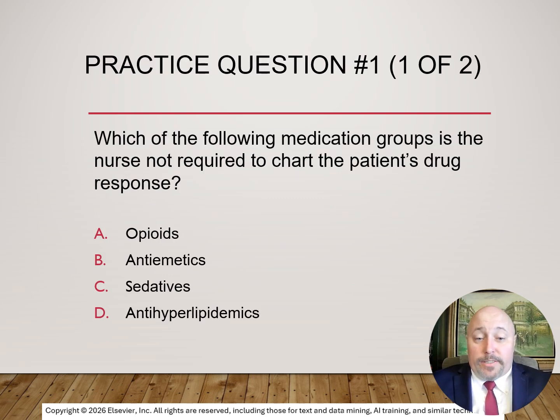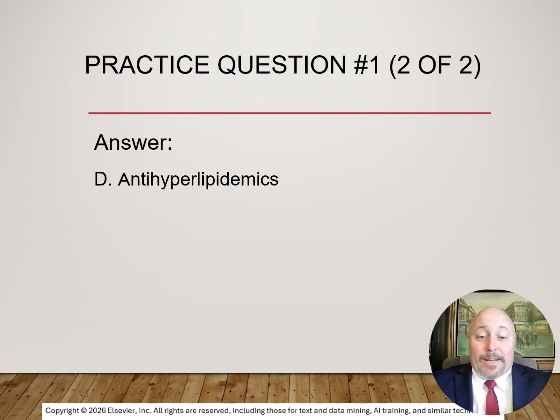For our first practice question, which of the following medication groups is the nurse not required to chart the patient's drug response? Would that be A, opioids, B, antiemetics, C, sedatives, or D, antihyperlipidemics? And that answer is obviously going to be D, antihyperlipidemics, as in almost all situations, that patient is not going to show a response without us drawing labs.